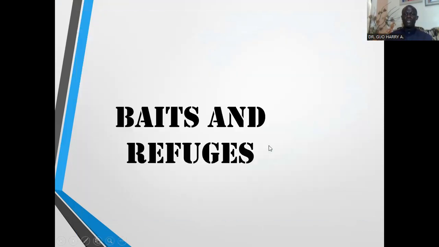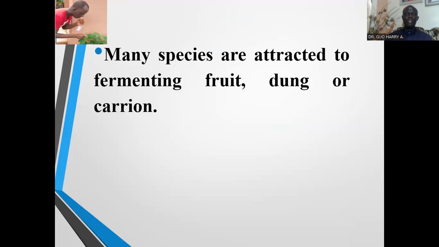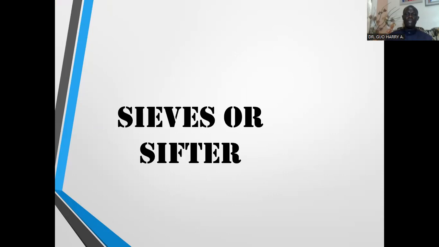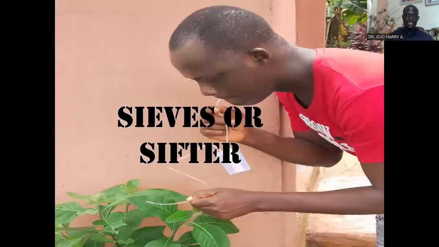Now I want to look at the use of baits and refuges to collect insects and arachnids. Many species are attracted to fermenting fruit, dung, or carrion. These can be used as baits or attractants to lure specimens into a trap or to an area where they can be collected.